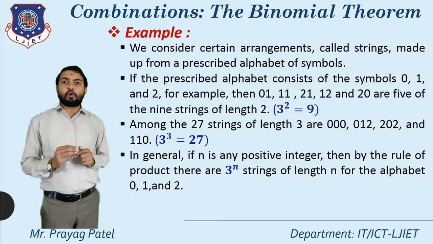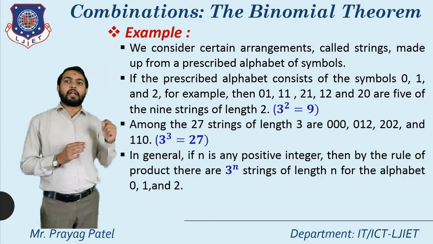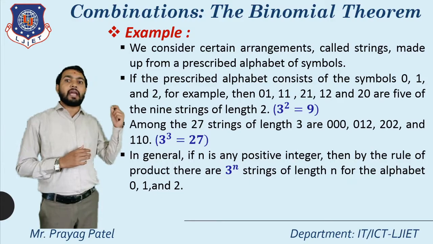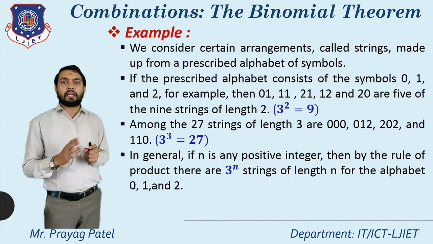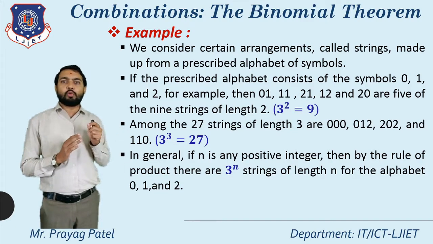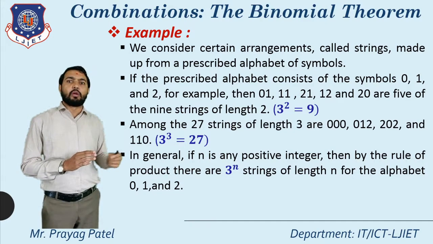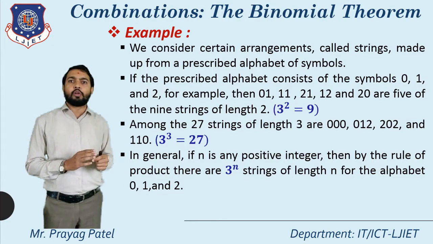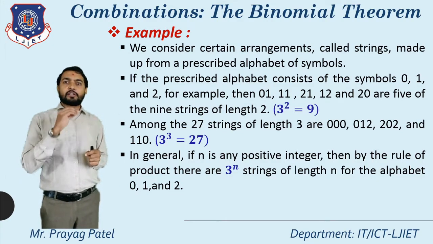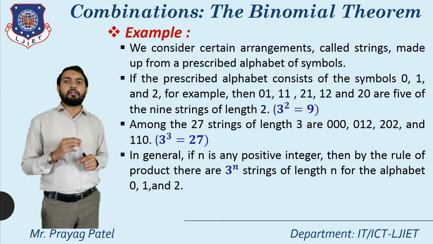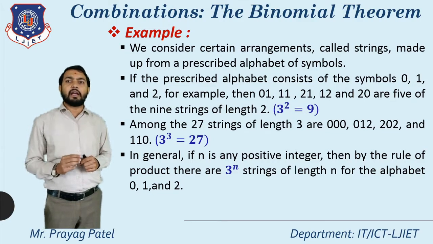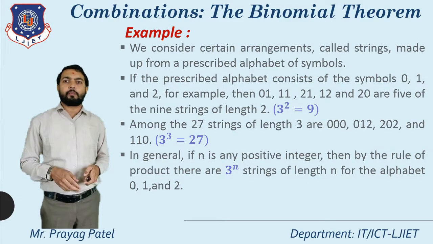Here we write 3 because we have 3 elements: 0, 1 and 2. Here we write the n: if you have to find the length-2 strings, then n equals 2; if you have to find the length-3 strings, then n equals 3; if you have to find the length-4 strings, then n equals 4. So 3 raised to n is the common formula for finding the possibilities for the given elements 0, 1 and 2.